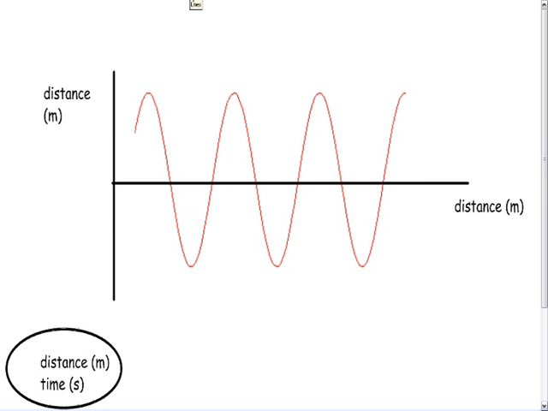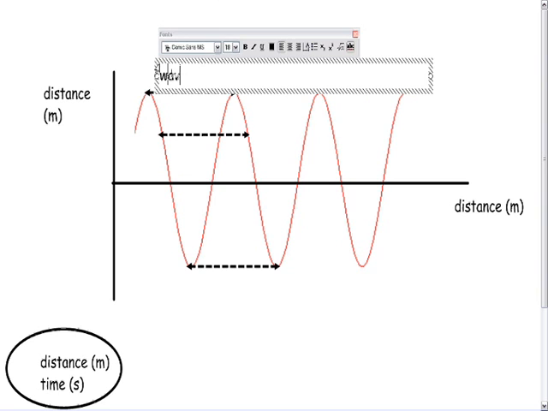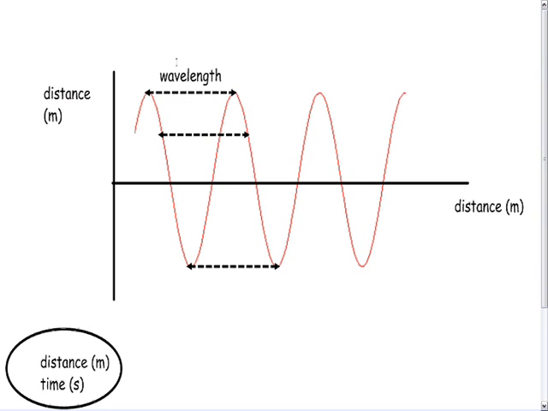Now, the information that we can get from this. The distance between two crests, two troughs, or any two identical points on subsequent waves, this is known as the wavelength. It's measured in meters because it is a length like everything else. The easiest way to get it is crest to crest and trough to trough.